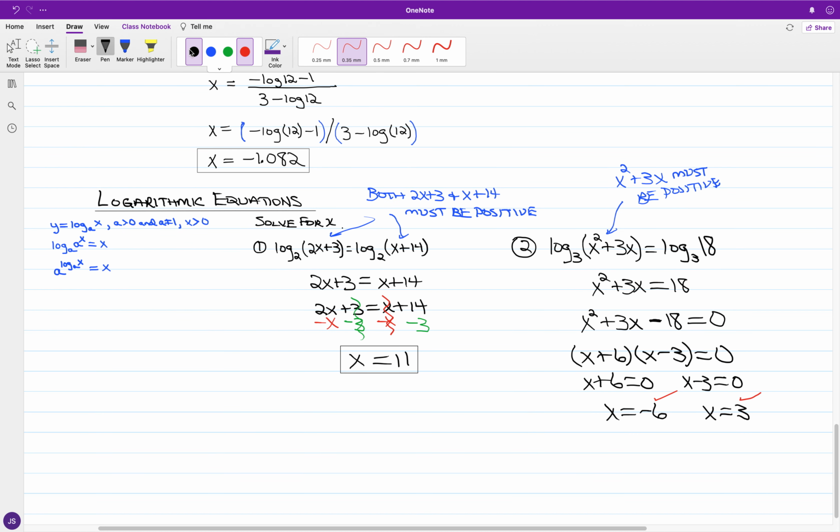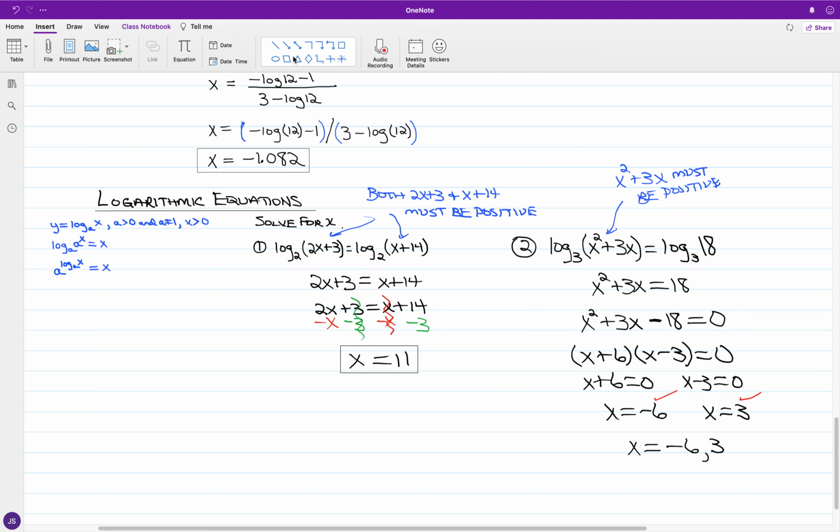So there will be 2 solutions that we have for x. Okay, and so we're going to have that x is equal to negative 6, and also we have positive 3 to work. So there will be 2 values that will work for x.